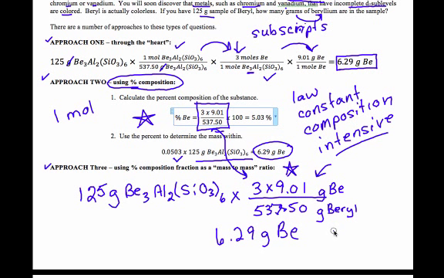Now, I don't care which of these methods you use. Whatever one works best for your mind, that's what you need to do. But what you must always do is show me your work.